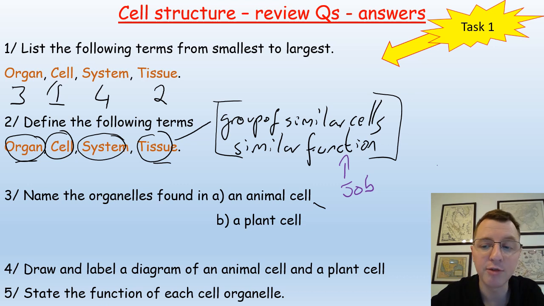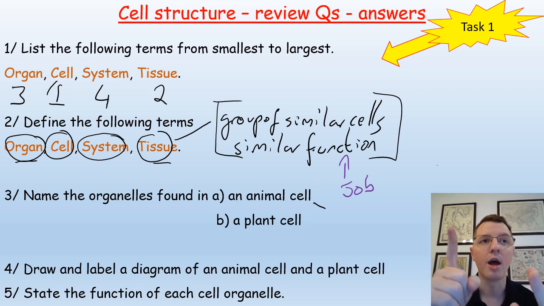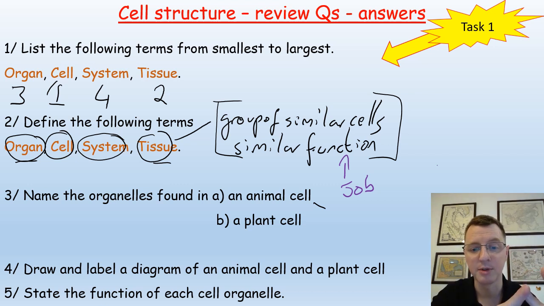In a plant cell, we have 8. We've got the 5 from the animal cell, the nucleus, cell membrane, cytoplasm, mitochondria and ribosomes, and then we've got the extra 3 being the chloroplast, large vacuole, and the cell wall made out of cellulose.